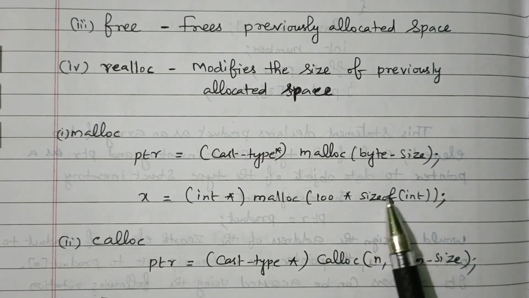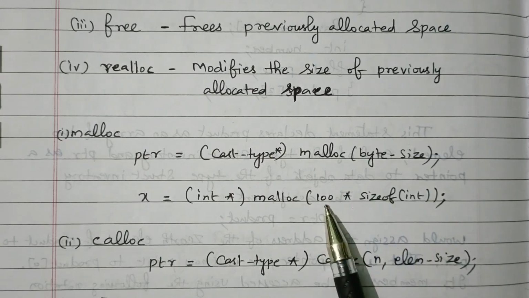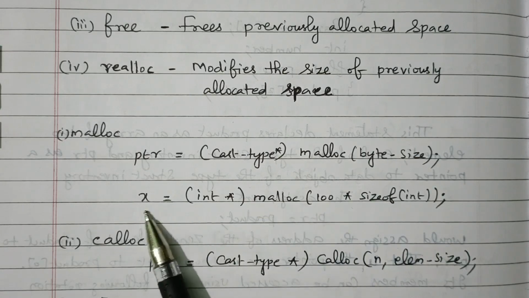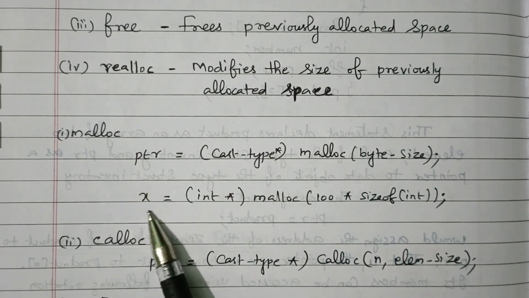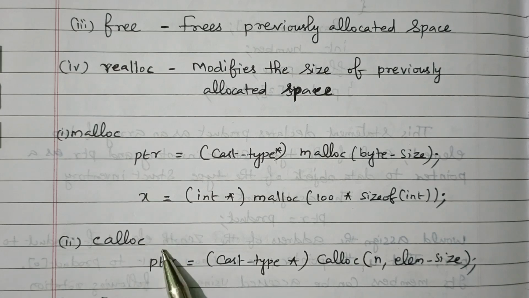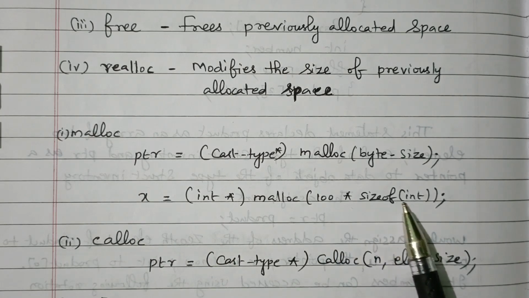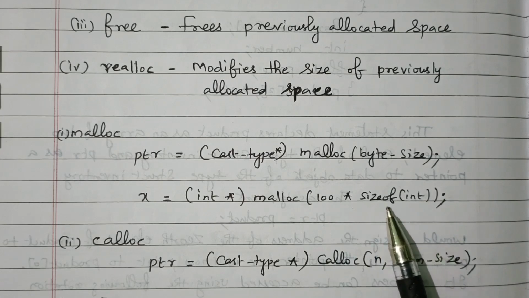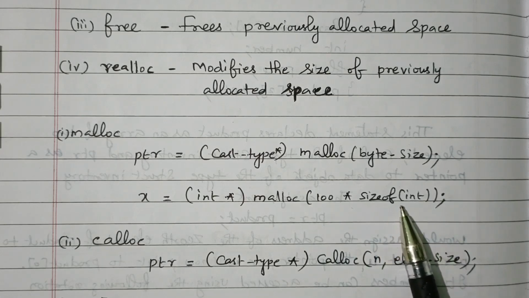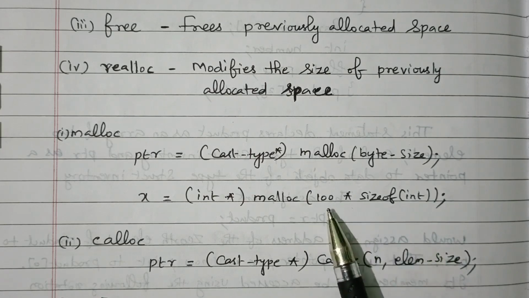For an integer, some size is available. 100 times it will allocate the memory, that is indicated by the pointer x, right? So here we are allotting 100 memory spaces for storing the integer data type, right? For example, the size of integer may require 2 or 4 bytes. So 4 bytes into 100 spaces will be allocated.